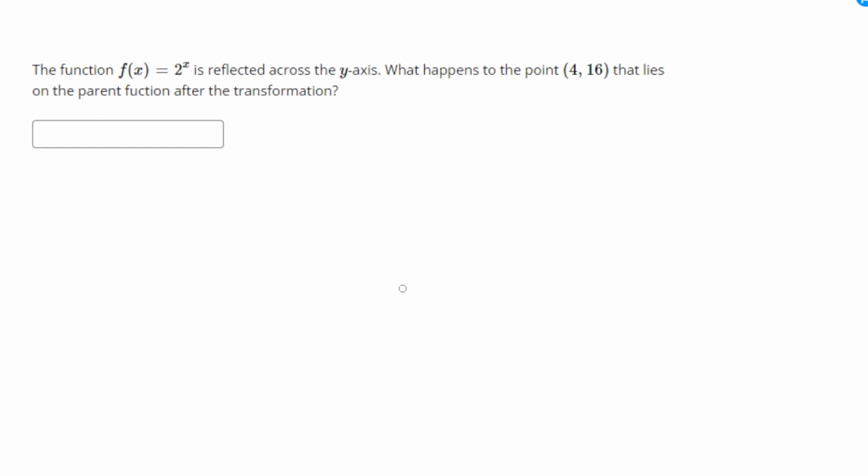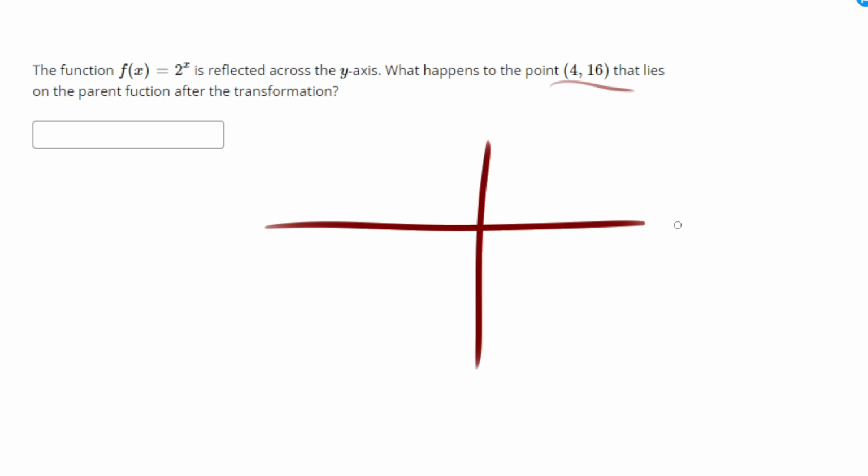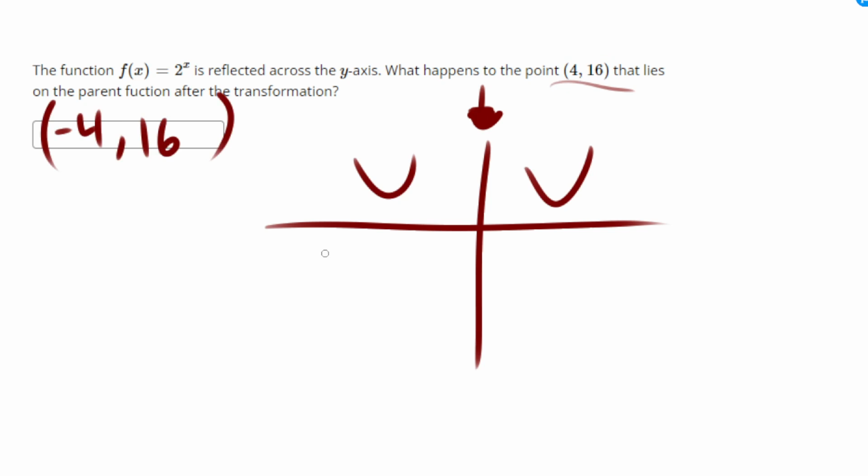The function f of x equals 2 to the x is reflected across the y-axis. What happens to the point 4, 16 that lies on the parent function after the transformation? Important thing of this equation is the y-axis here. So here's our y-axis. We will flip it over. It will look like this. So our x value is going to change, but our y value is going to be the same. So we'll have -4, 16.